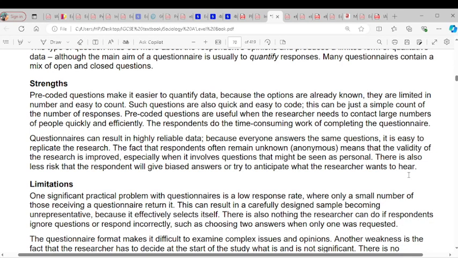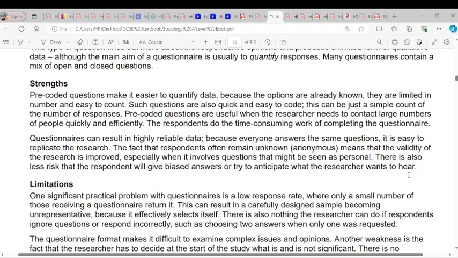So another advantage of pre-coded or closed-ended questionnaire questions is that they are easy to put together, especially when the researcher needs to get a quick response from large numbers of people. So it's about ABC, so we can easily find out who and who. So it's easy to put together, and it is quicker.